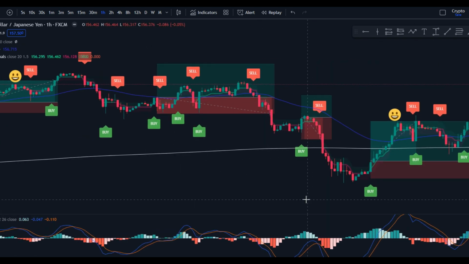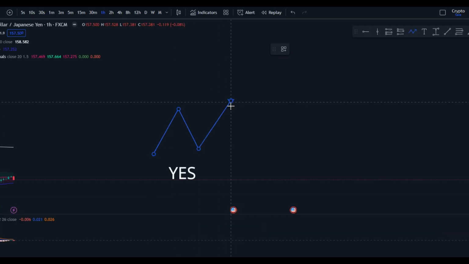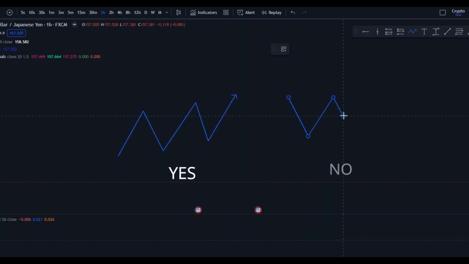There will be a situation when your win ratio will go down, and that situation is this. It is called a sideways market, where the price is not creating new highs or new lows. So you need to avoid trading at this time, or look for some other pairs which are trending.